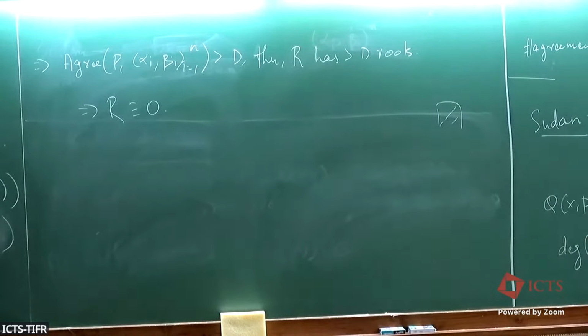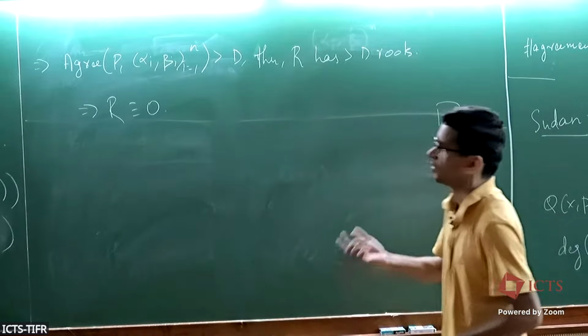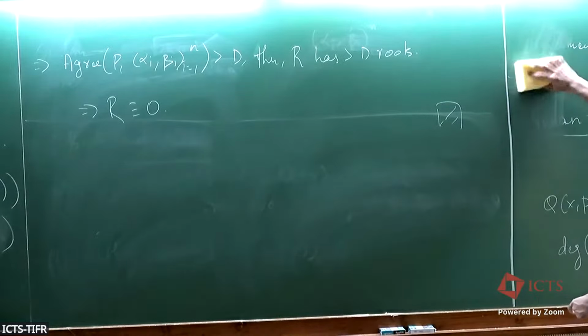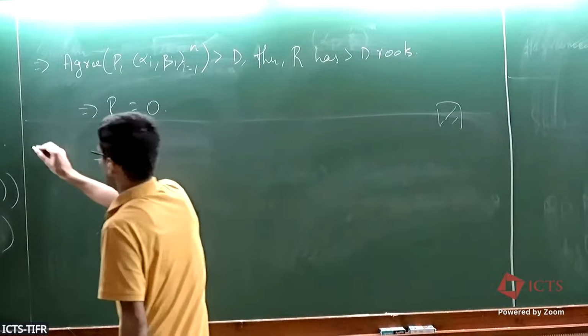Questions so far? No? Okay, great. But we have only been able to decode from agreement square root 2kn. In order to get to agreement square root kn, we need a few more ideas. And the one main new idea is the notion of multiplicities.